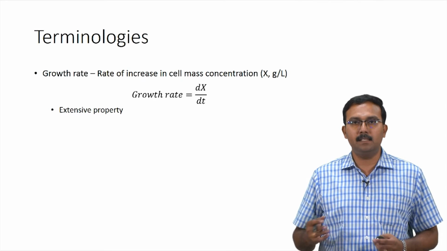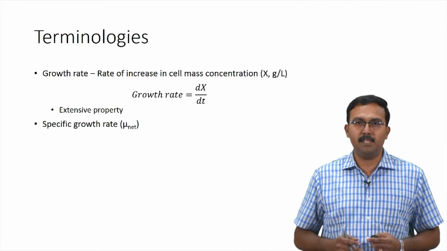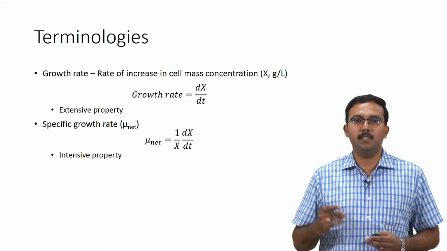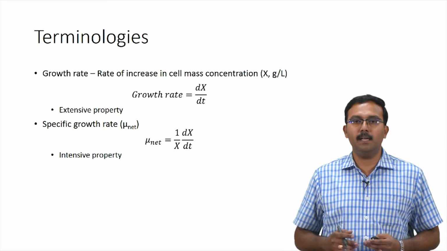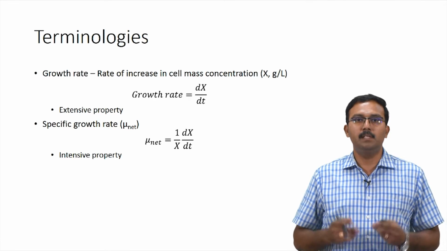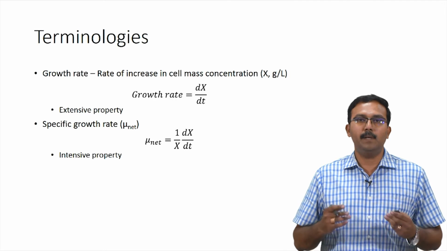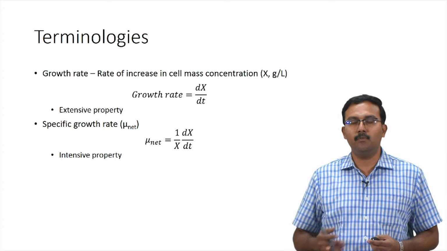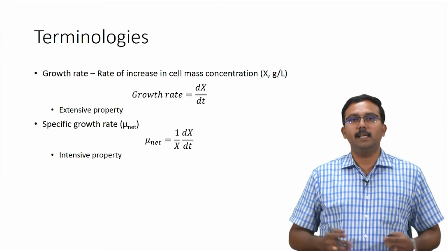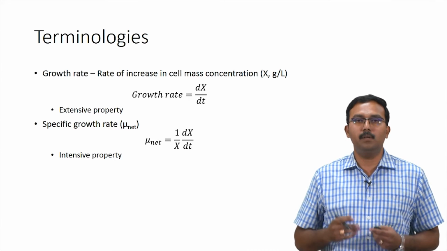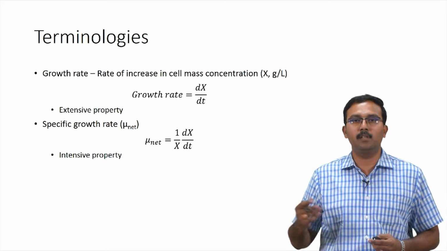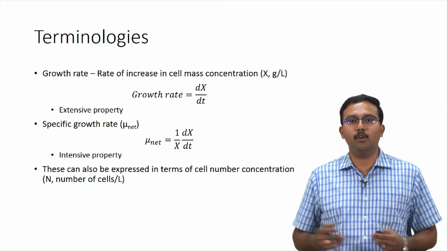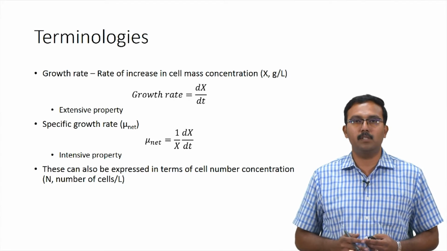To eliminate this difference, we use something called specific growth rate. This is an intensive property, and mu net, which is the specific growth rate, is given as 1/x dx/dt. So, this is an intensive property and we can compare cultures without worrying about the inoculum size that was used for the experiments. These terms can also be represented in terms of cell number concentrations instead of cell mass concentrations.